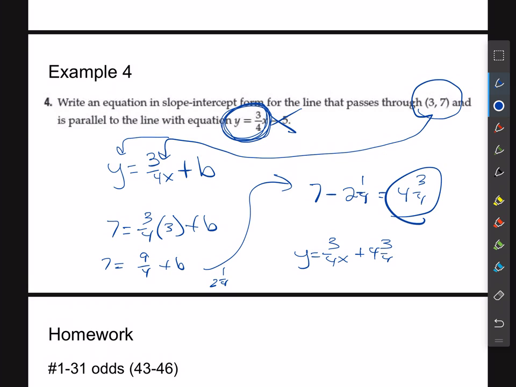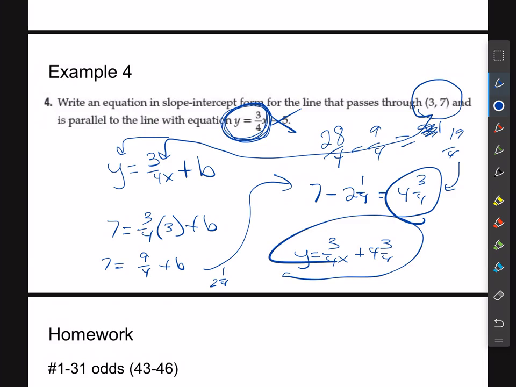The other way to do that would be to find a common denominator of 4 by changing 7. You can write 7 as 28 over 4, right? And then we could subtract the 9/4 from that. And if we do that, we get 21. Sorry, not 21, 19 over 4, which is the same thing as 4 3/4. Anyway, a couple of ways to look at that.